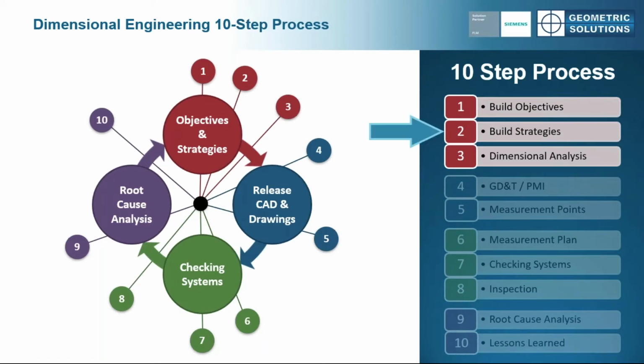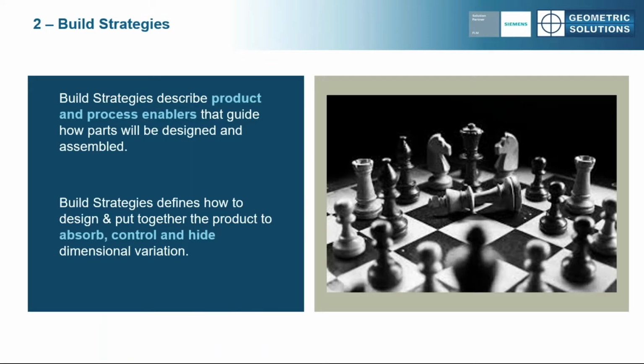So the next step is step number 2 here, build strategies. And this is a key element. These first 3 items here are the most key elements in the 10 steps. What the build strategies do is they describe your product and process enablers that guide how the parts will be designed and assembled. It's not just a product game, it's how you're going to put it together and manufacture it. It's your strategy, it's your game, how you play chess, the strategy, and how you move things around determines whether you're going to win or lose.